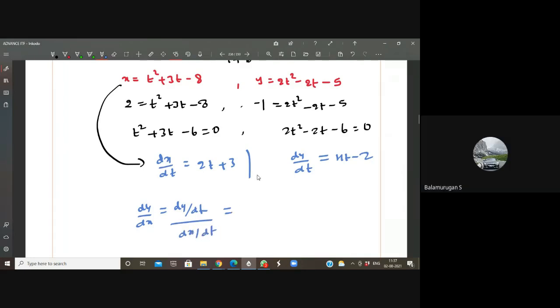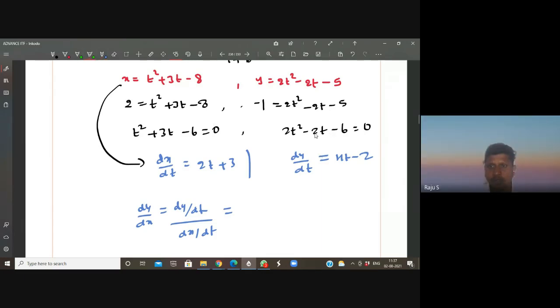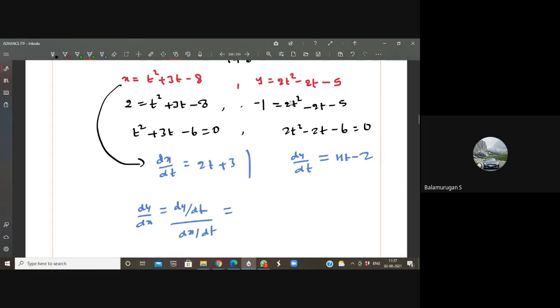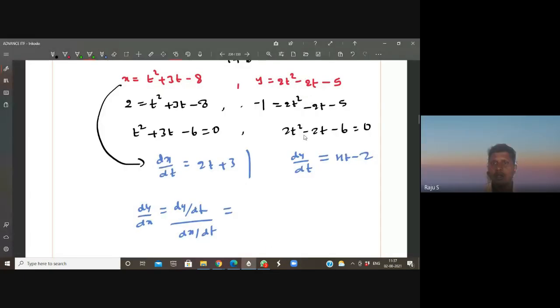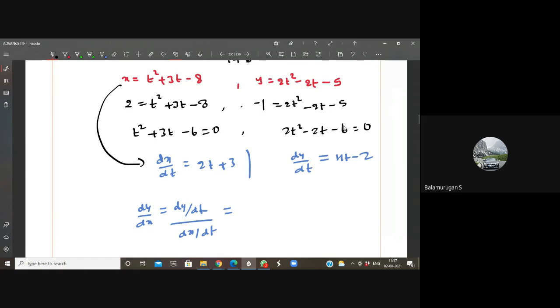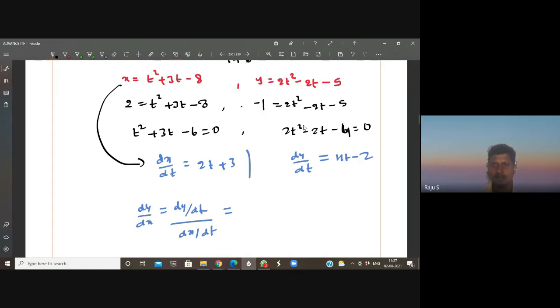Sir, it is minus 4, no? Sorry? Sir, y is equal to 2t square minus 2t minus 5. Okay, 2t square minus 2t minus 6. When you solve that, what is the t value you got? Sir, it won't come as minus 6. Okay, right, understood. This can also be written as t square minus t minus 2 is equal to 0. Yes, find all of your t values.